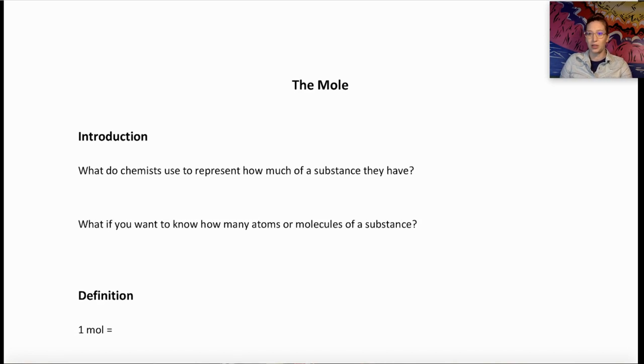This is a unit of measurement that we use in chemistry. It is not a small animal that digs under the ground. I mean, it is, but that's not what we're talking about today. So we'll dive right into it.